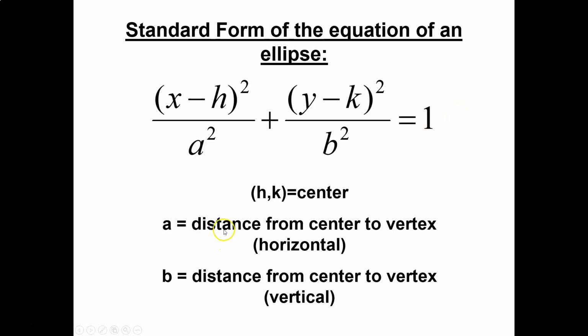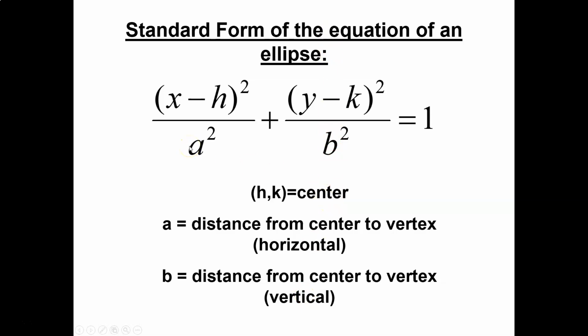a is going to be the distance from the center to the vertex horizontally. It is horizontal because it's underneath the x, right? And the x is our horizontal direction. And then b is the distance from the center to the vertex vertically. So you would go up or down, whatever value you have here.